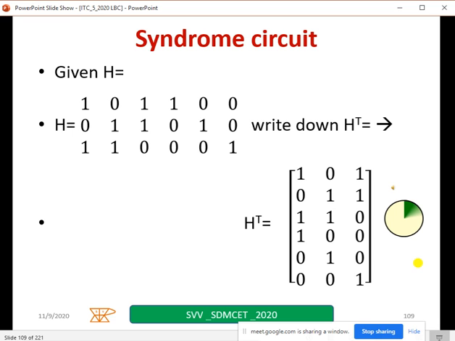Decoder is a syndrome circuit plus some extra circuit. And in the exam, you check whether they are asking a syndrome circuit or a decoder. If they ask a decoder circuit, it takes more time. Syndrome circuit takes less time. Anyway, both we are going to discuss in our class. Take another 5 seconds, complete H transpose equal to in your notebook, so that we can go to the next slide. Let me go to the next.